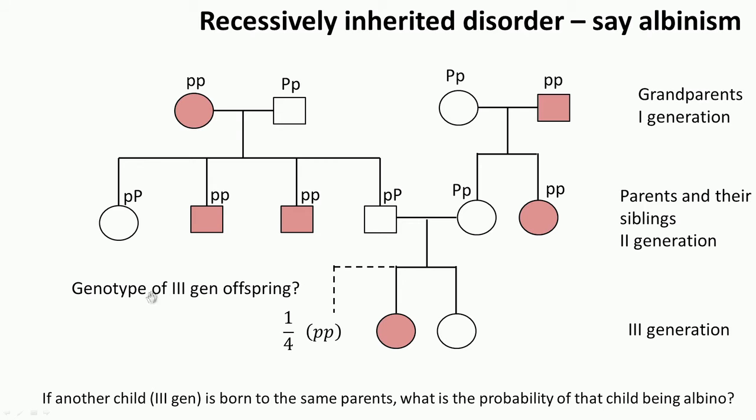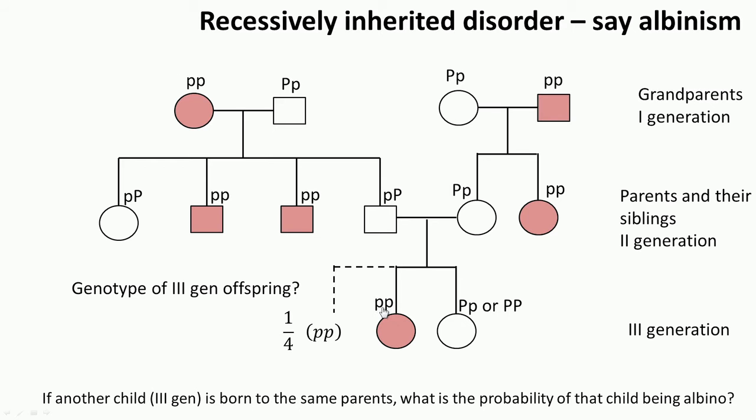You could also ask what would be the genotype of the third generation offspring, which is these two. It is quite easy to see it has to be either capital P small p or capital P capital P; both can arise. We cannot rule that out from just this observation that the person is not an albino. The person could be a carrier. Whereas here it is very clear that it has to be small p.